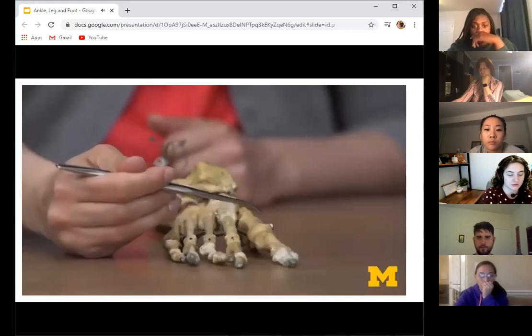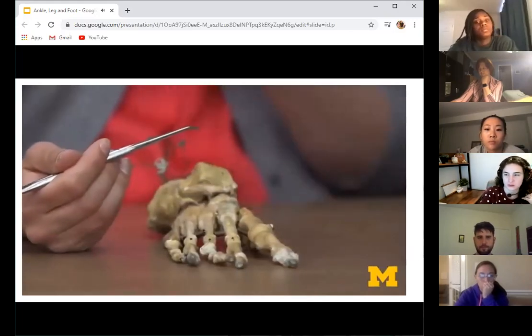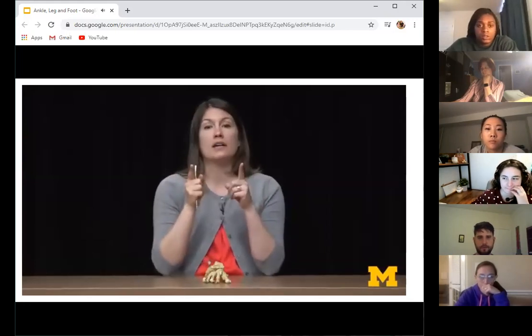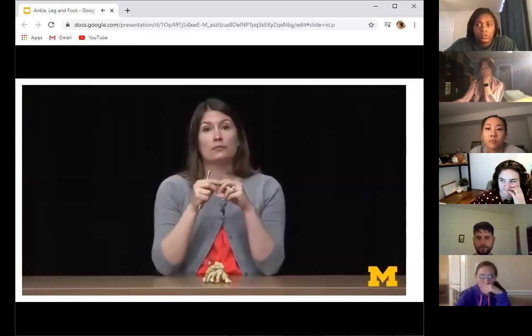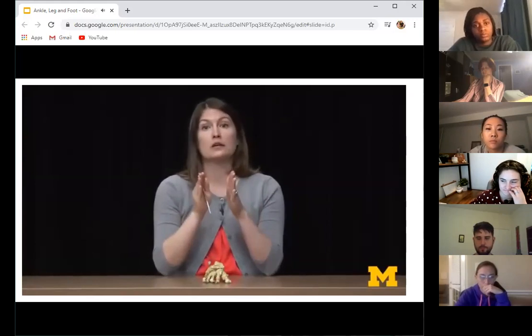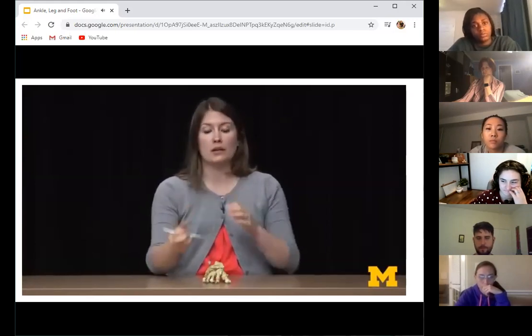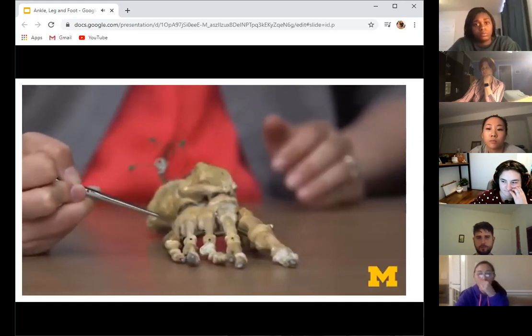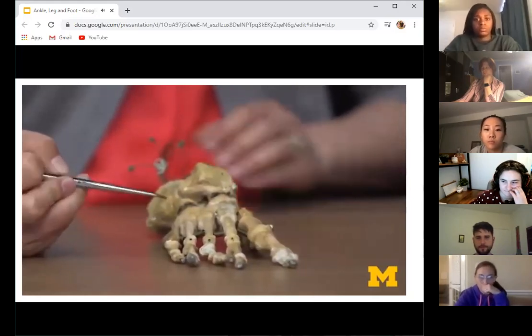The first digit is associated with your big toe or your great toe, similar to what we're thinking about with the thumb. But think about, is that going to be medial or lateral? Your big toe is going to be medial. So your first digit is going to be medial. Second, third, fourth, and then your fifth is going to be the most lateral.